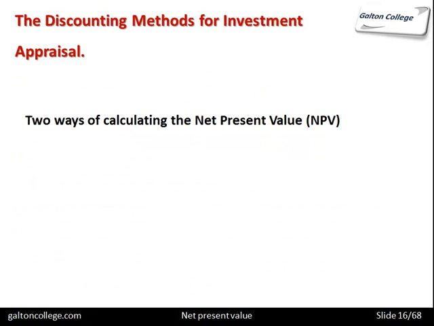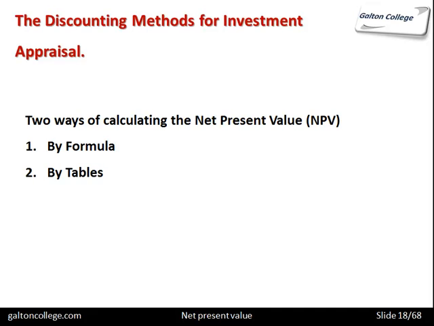There are two ways of calculating the net present value of an asset. We can do it by formula, and we can also do it by tables. There are special tables that accountants and finance experts have prepared over the years. So there are two ways in which we can calculate the net present value of an asset.